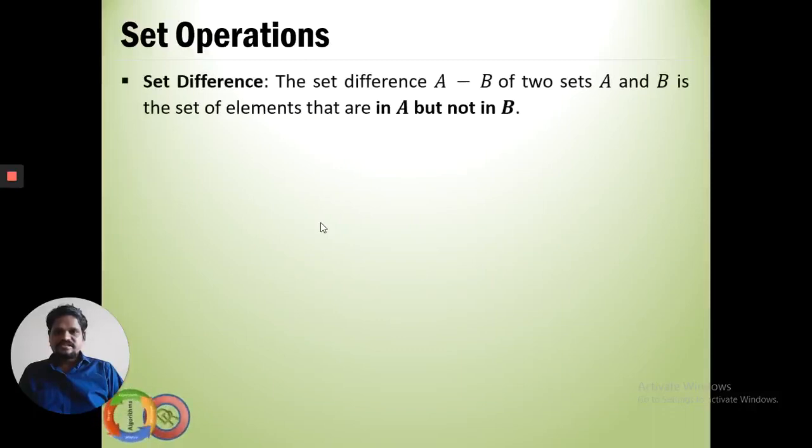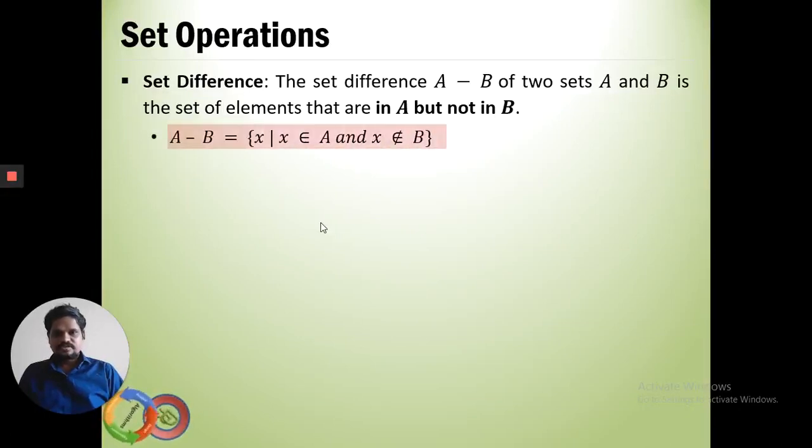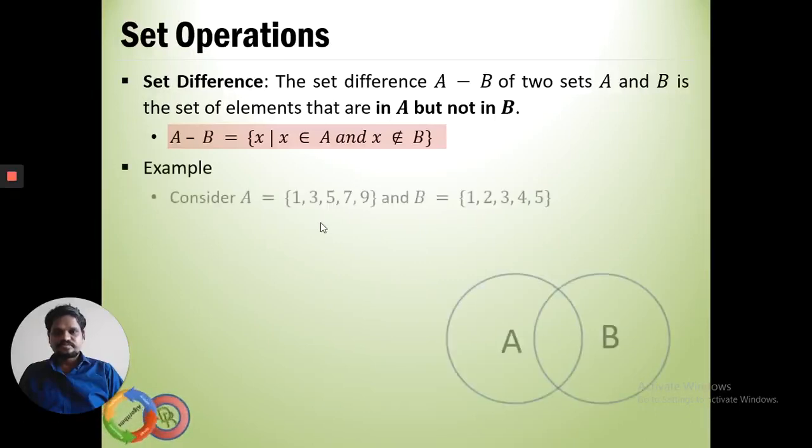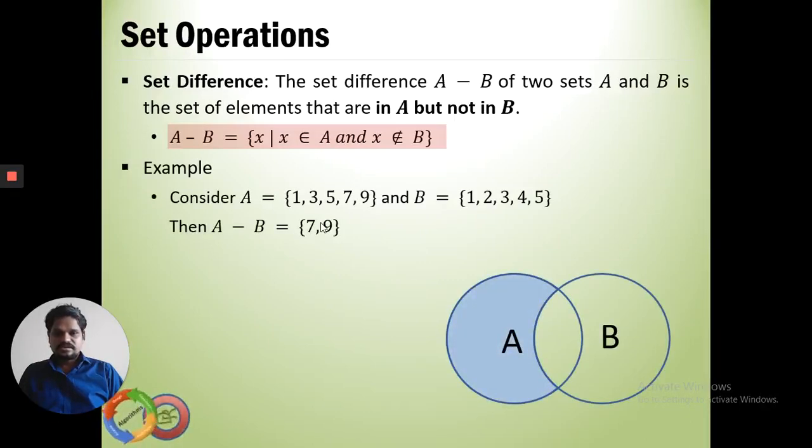Now next is the difference. As you have highlighted here, that is easier to understand. A but not in B. The elements which are available in A but not in B. So we will remove the common elements from A and B. It is as simple as that. So A minus B gives the elements which occur in A but not in B. Here the common elements are 1 and 5, so we have removed the common elements from set A.